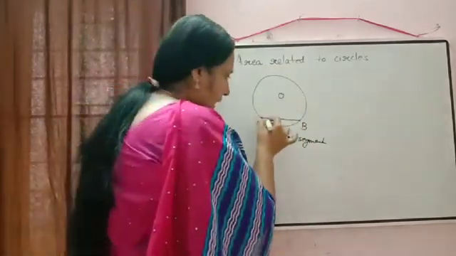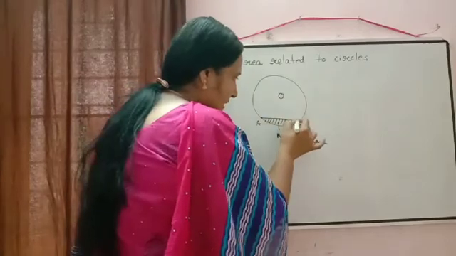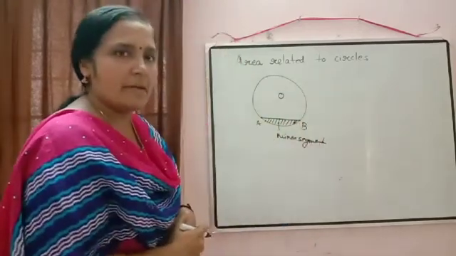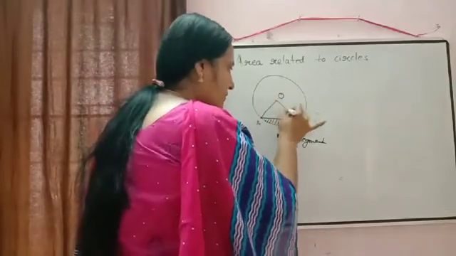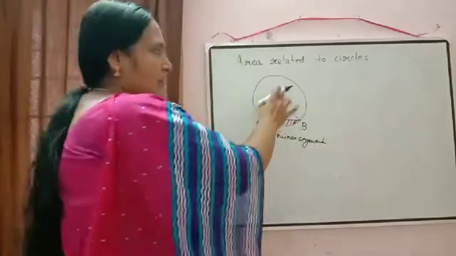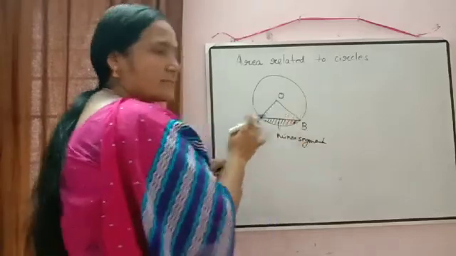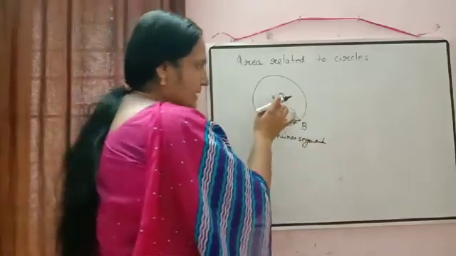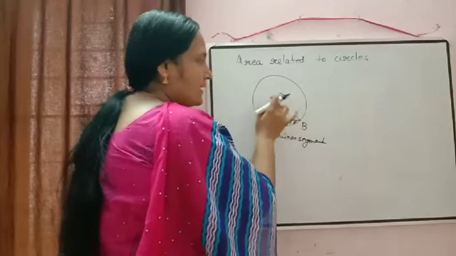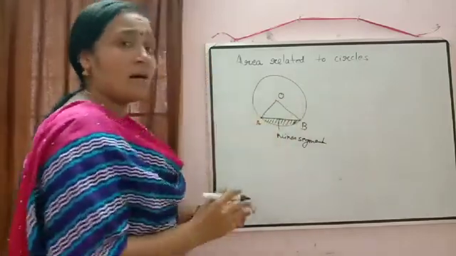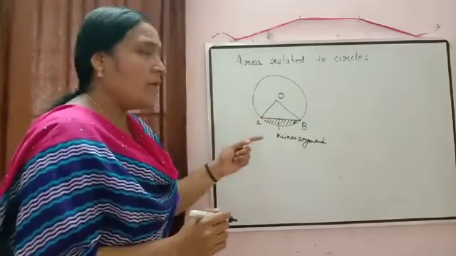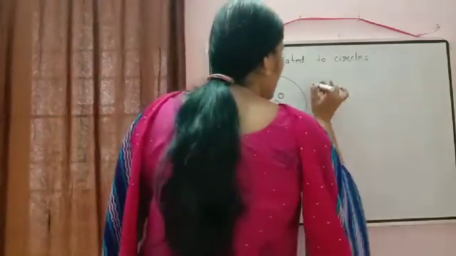Now, how to calculate the area of this minor segment? For that, we will join OA and OB. Now, your OAB, the total area, is called the sector. So from that sector, if I subtract the area of triangle AOB, then we will get the area of segment AOB. So just write down there, area of segment.